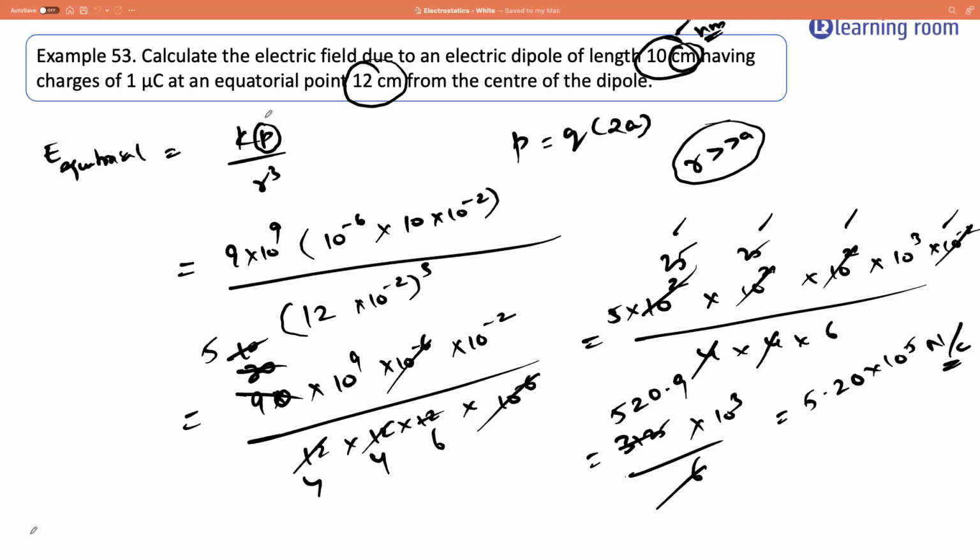Okay, sir. Yeah, that is what I'm saying. I'm not saying what we did is right. We should have actually taken R square minus A square the whole power 3 by 2, but this formula is not a part of your syllabus, is what I'm saying.